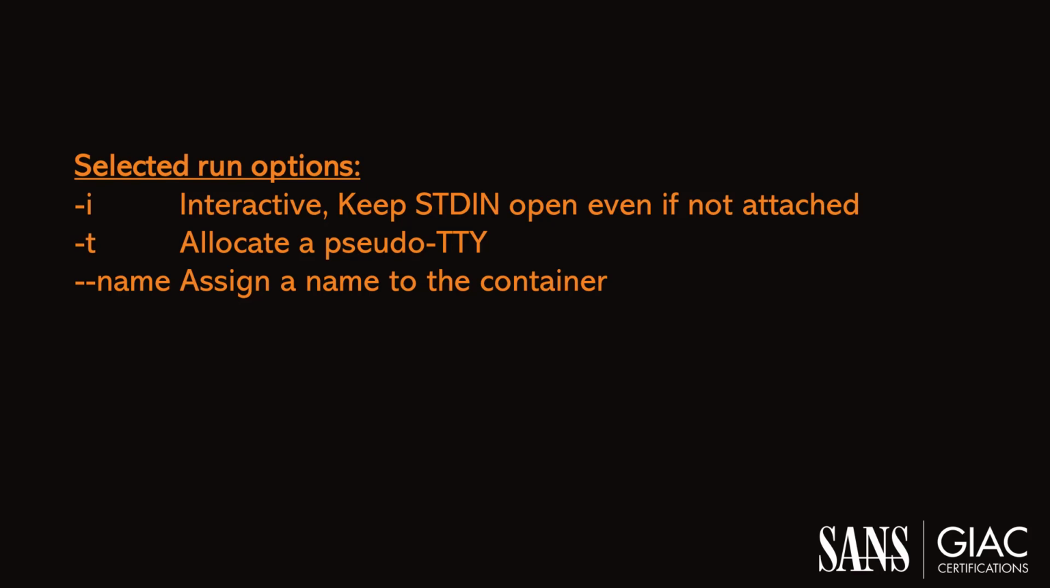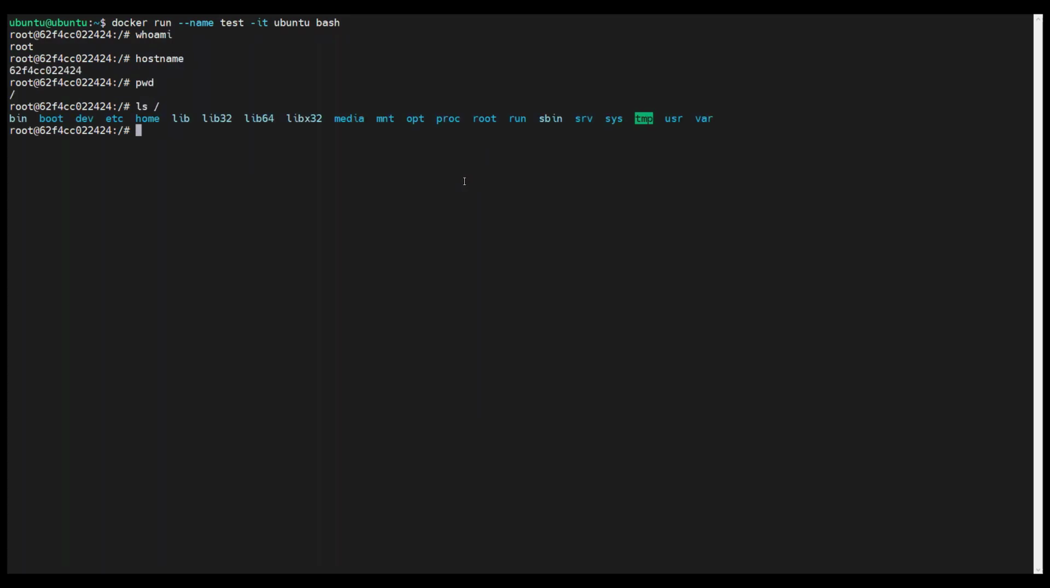-i is interactive. Keep standard in open, even if it's not attached. And -t, allocate a pseudo tty. And while we're at it, we will assign a name to the container with the name option. So our command becomes this, and when we run it, we see our prompt change. Now we can run some commands that are executed inside the container. The exit command kills the container, executing in the foreground, and returns us to our original prompt.